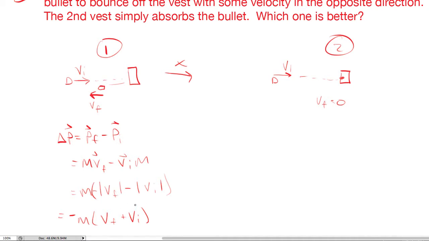Okay, so that's my change in momentum for the first scenario. For the second scenario, I could do a similar sort of exercise. Delta p is equal to p final minus p initial. Again, they're all vectors. In this case, my final velocity is 0, which means my final momentum is 0. So all I'm left with is negative times my initial momentum, which is the mass times the magnitude of the initial velocity.